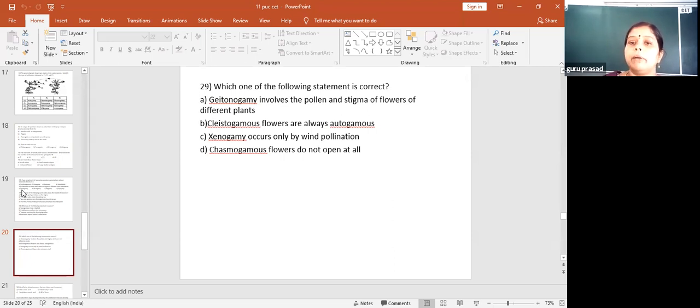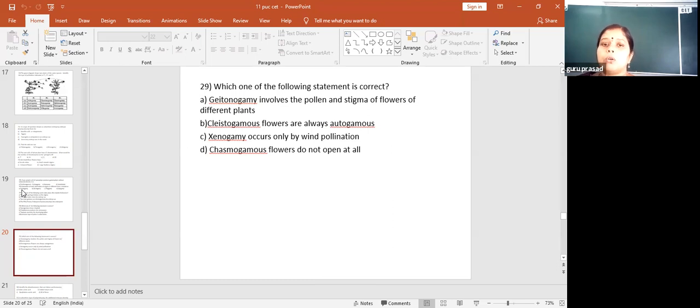Xenogamy occurs only by wind pollination. No, there is no rule that xenogamy has to take place by wind only. There are so many zoophilous pollination types. Varieties of animals could be involved in xenogamy. So this is also a wrong statement.